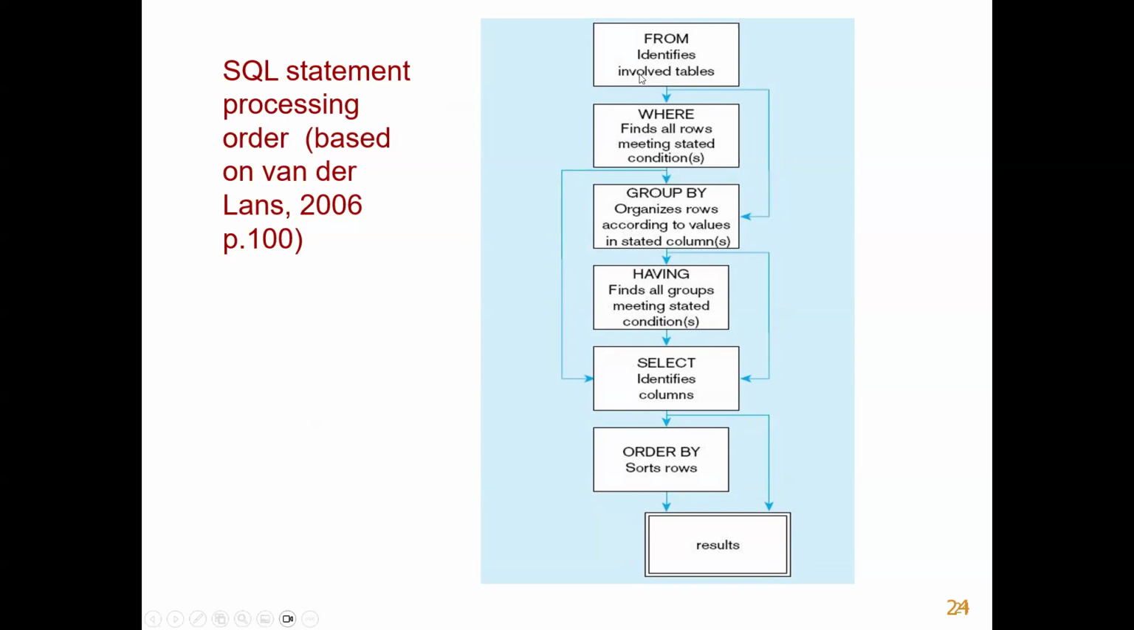From identifies the tables involved, as we said, where we find all rows meeting some condition. Group by organizes the rows according to the value in stated columns. Having, we find all groups meeting some stated condition, or maybe having more than $20 or max value or some condition. Then select identifies the columns, as we said. Order by is again sorting. So we get the final result here.